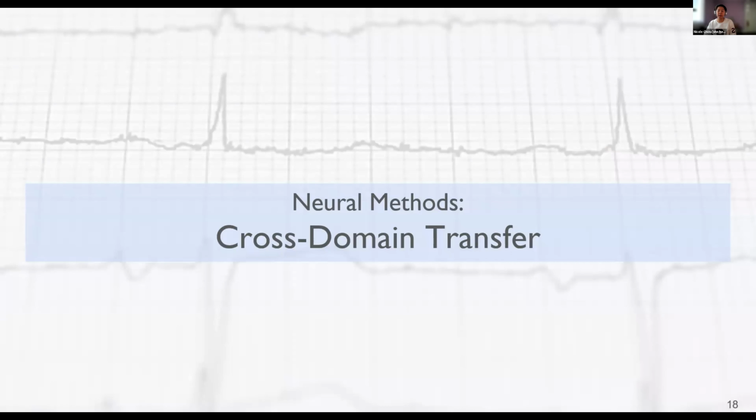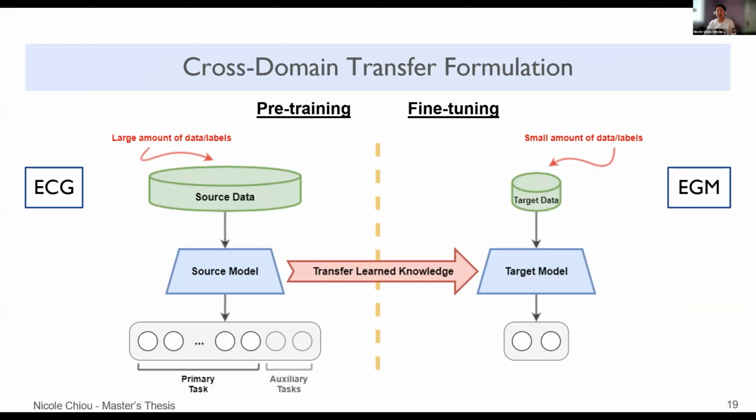Next, I will discuss how the EGM classification problem is framed as a cross-domain transfer problem and introduce the proposed auxiliary task selection criterion. The previous slides introduced the general problem addressed by this thesis, binary classification of EGM signals. However, the data available in this domain is limited, making it difficult to achieve generalization to the patient subpopulations excluded from the training set. This motivates the use of knowledge transfer to fine-tune learned representations from an abundant but related ECG dataset with the goal of improving performance and generalizability on the target EGM dataset.